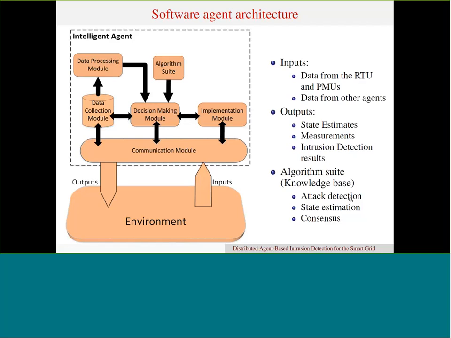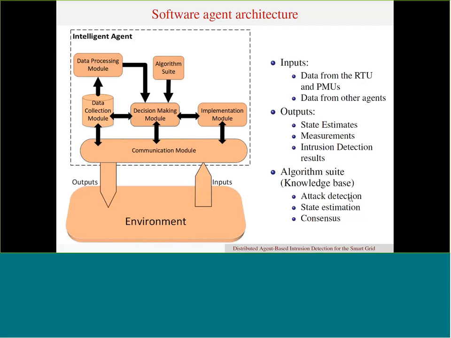So basically, the intelligent agent would have modules that can collect data, process data, make decisions, and then implement whatever decision they've made. An agent, by definition, simply interacts with its environment, in the sense that whatever input we have into the agent is something it collects from the environment, and whatever output is something that the environment can use. So inputs could be data from the RTUs or PMUs or data from other agents, and outputs could be state estimates, measurements, intrusion detection results, and things like that.